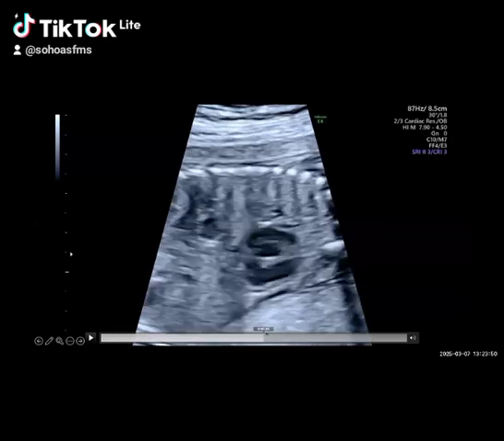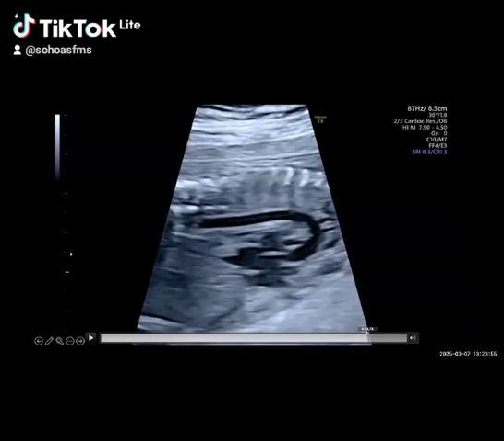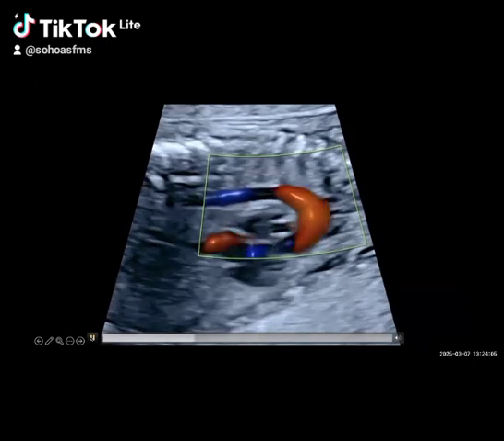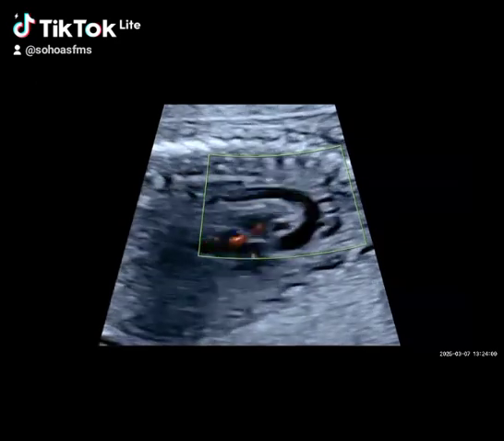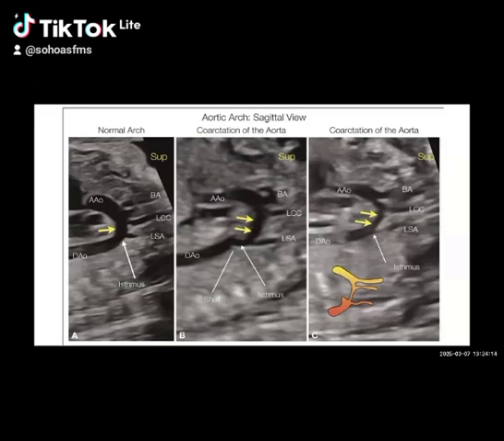I'm just going to go frame by frame and pause it here. As you can see, this is what you want to see, a normal aortic arch, with some discrepancy in size between the isthmus and the descending aorta. And this is the same patient with the color. So nice and smooth color. There is no flow acceleration with this velocity. All good, all normal.